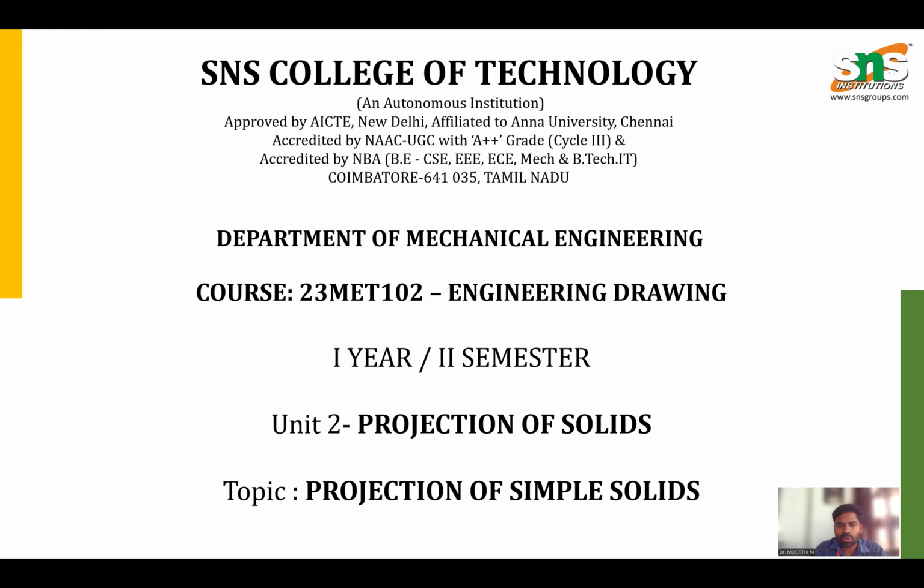And here we have two categories called frustum of solids and truncated solids, where the frustum of a solid is the sectioning of a solid where the section plane is parallel to the base, and the truncated solid is the sectioning of an object inclined to the base or inclined to the axis. So based on that, we will get the sectioning of solids.